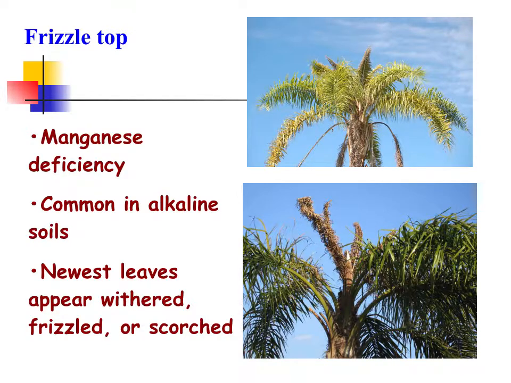The newest leaves appear withered or scorched or frizzled. Some people may misconstrue this for drought issues. It is simply a deficiency of manganese. Now, this nutrient deficiency in palms especially will be fatal if it's not corrected in a timely fashion, as those older leaves will eventually die, leaving the plant with no living green leaves.